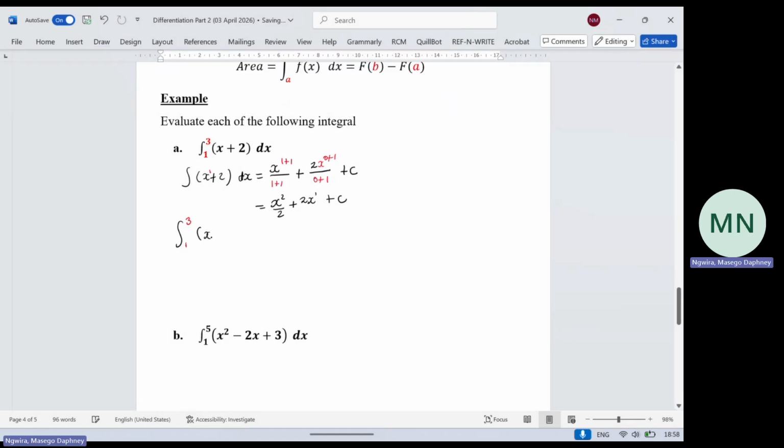Of x plus 2, and then dx. So this will be the integration of x plus 2. We get x squared over 2 plus 2x. Please note that we do not consider the c, because at the end of the day, those c's are going to cancel. So just follow my lead.